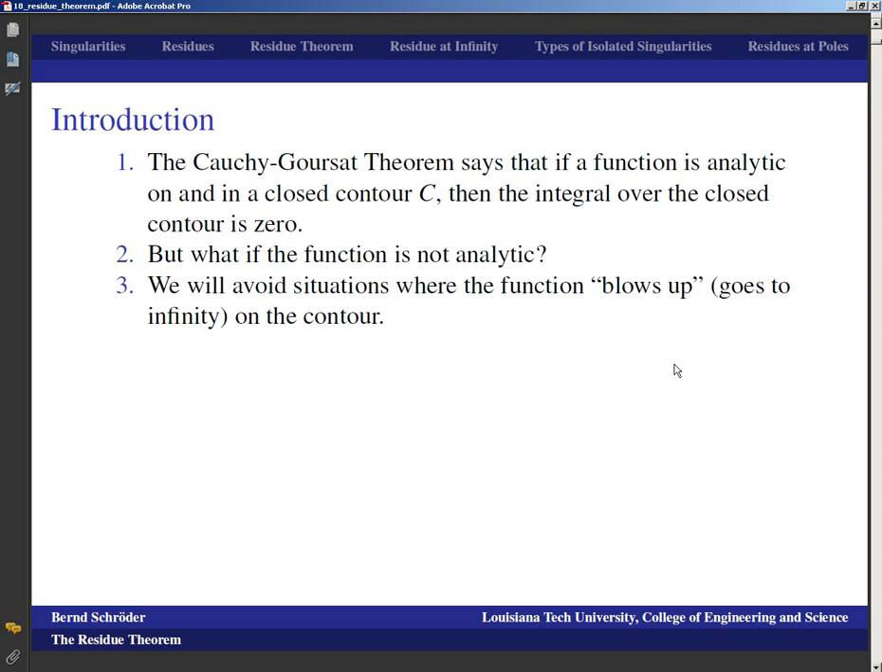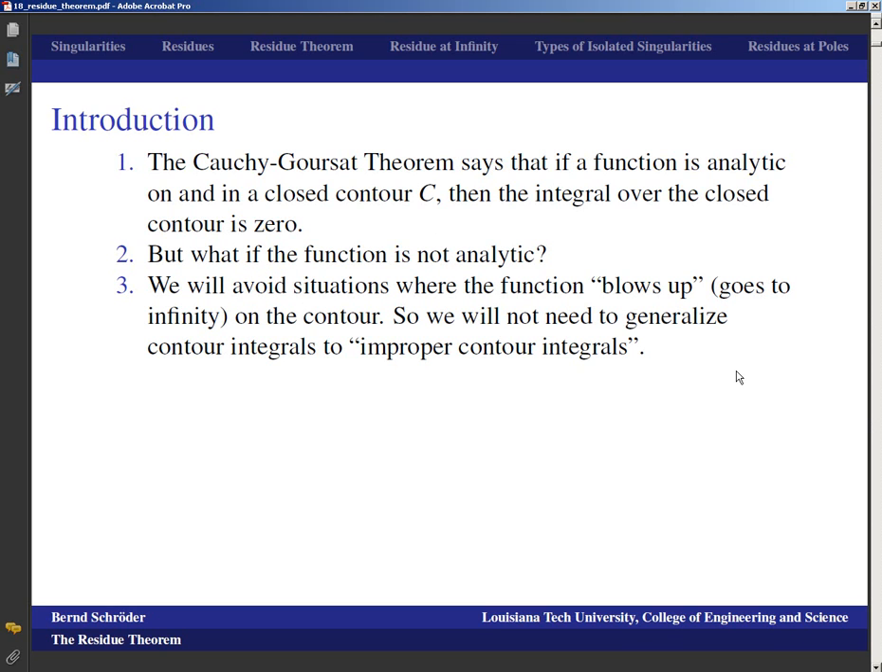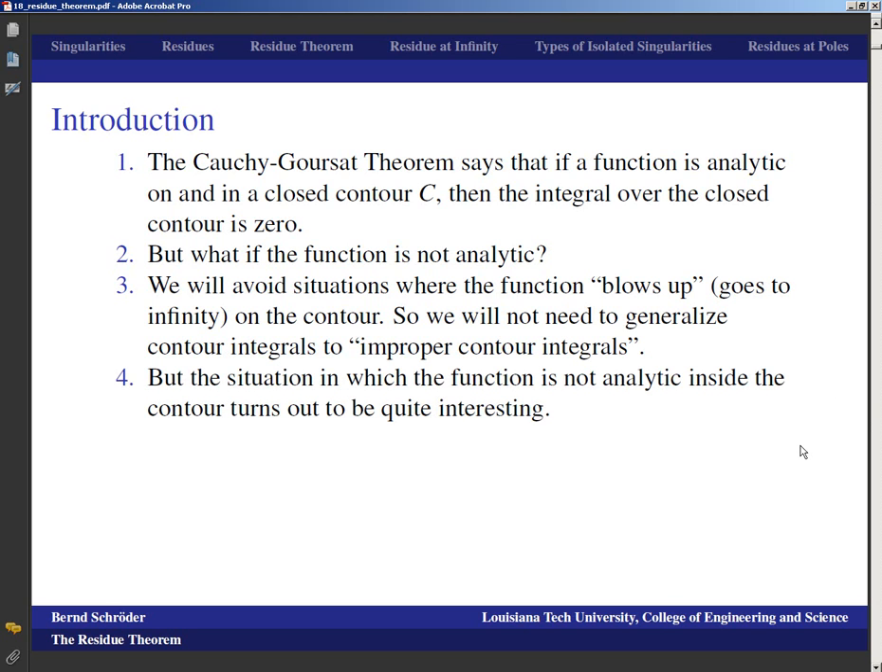On one hand, the function could blow up on the contour, and that we will actually avoid. Which means that we will not need to generalize contour integrals to things like improper contour integrals, and that's really good too. But the situation in which the function is not analytic inside the contour, that turns out to be very interesting. That is the domain of the residue theorem and the calculus of residues that follows it.